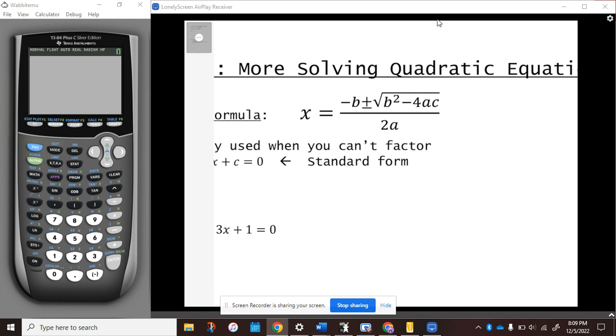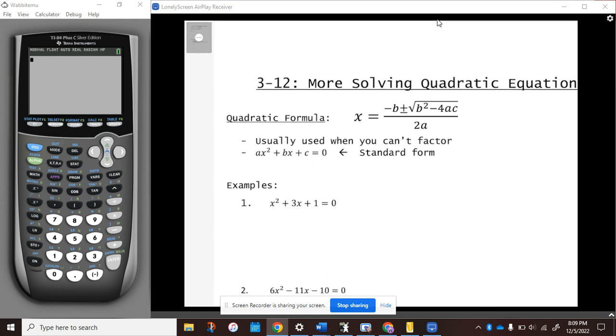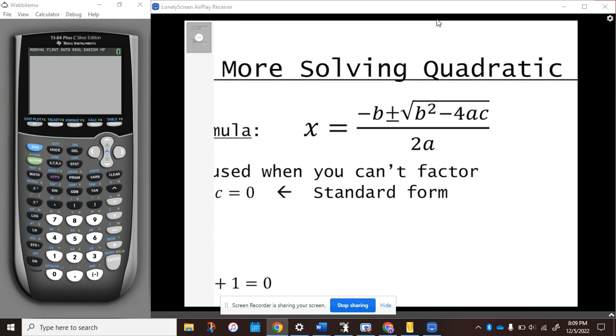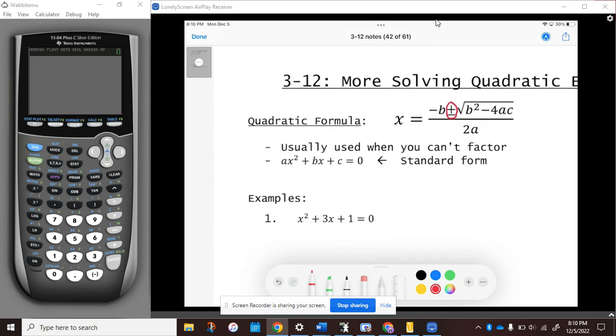X equals negative b plus or minus the square root of b squared minus 4ac all over 2a. So there's that, and what that does is it gives you the solution. Now y'all know that most of the time on a quadratic equation you've got two different solutions. That's where the plus and minus comes in. One solution is negative b plus that square root over 2a, and the other solution is negative b minus that square root. So that's where the two solutions come from.